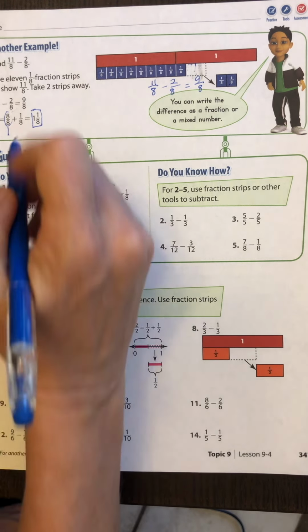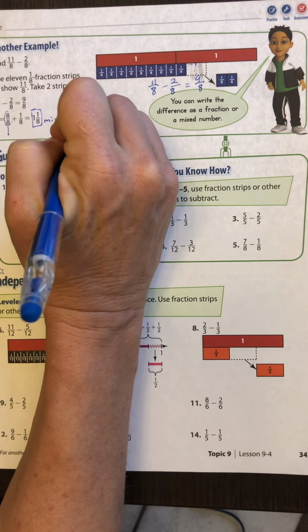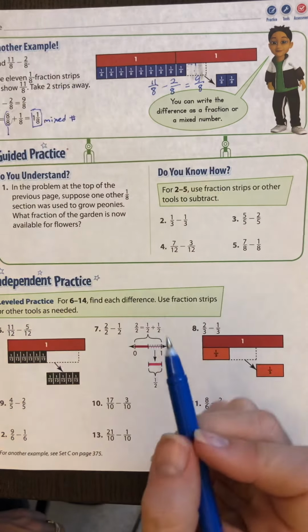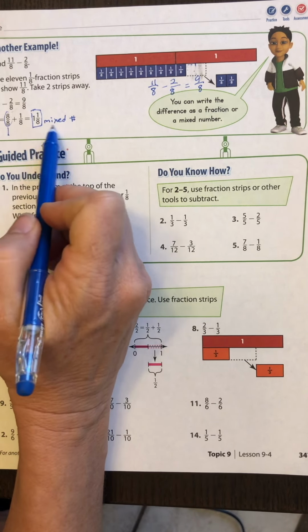So this is called a mixed number. And this is the fraction that it came from, 9/8. You can show your answer as the fraction or the mixed number.